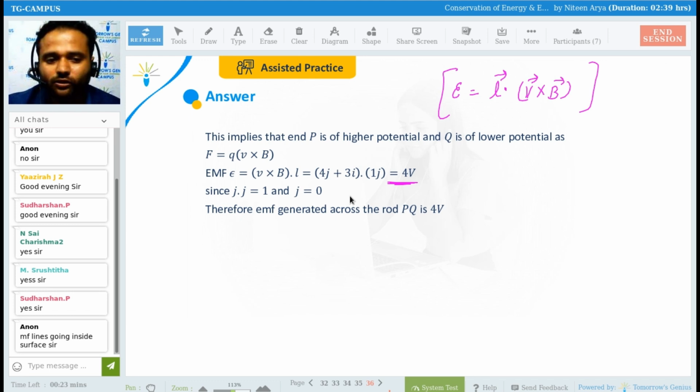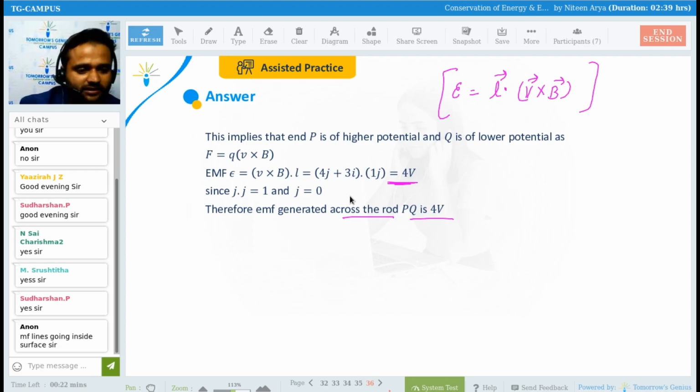Okay, don't go with the word always. Word can be anything. Is this clear everyone? So the EMF generated across the rod PQ is 4 volt. Is this clear with everyone? Sudarshan, you are saying no or yes? Clear?